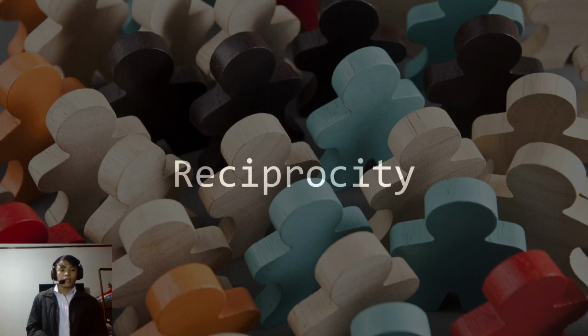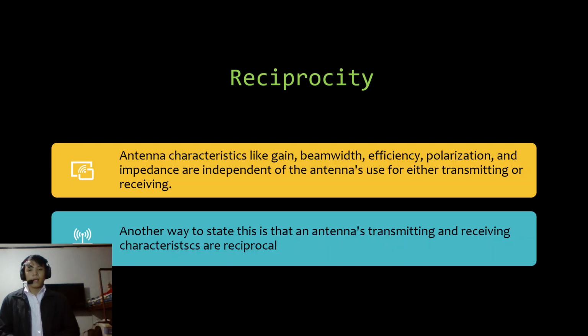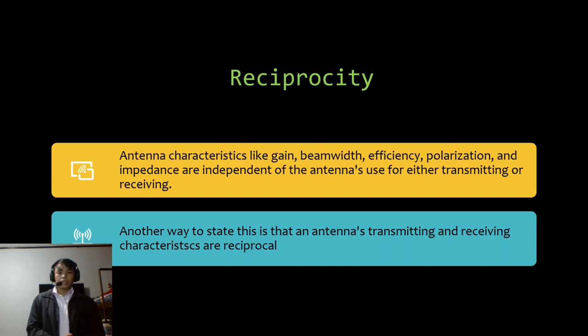So, reciprocity. Antenna characteristics like gain, beam width, efficiency, polarization, and impedance are independent of whether the antenna is used for transmitting or receiving. Another way to state this is that an antenna's transmitting and receiving characteristics are reciprocal.